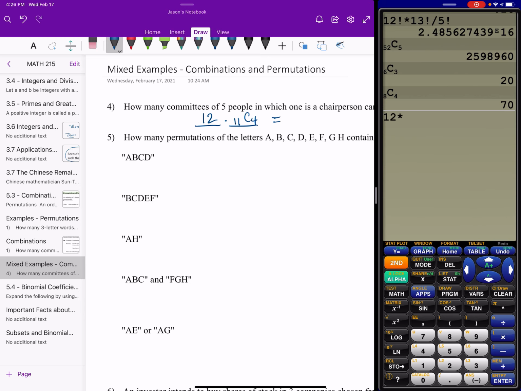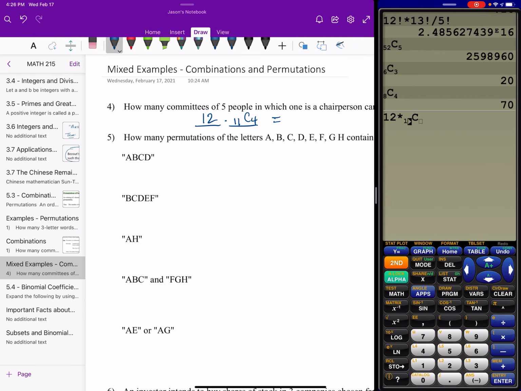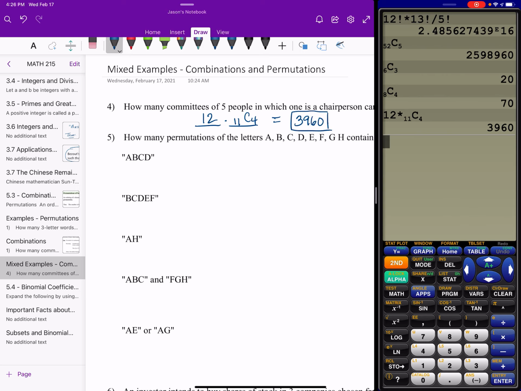12 times math, PRB, nCr, 11C4, and that is equal to 3,960. So a lot of groups. A lot of different groups possible. And again, that's because just because a person's on a group, they could either be the chairperson or not. So that gives us a lot more options.